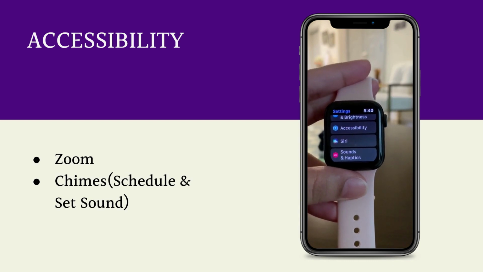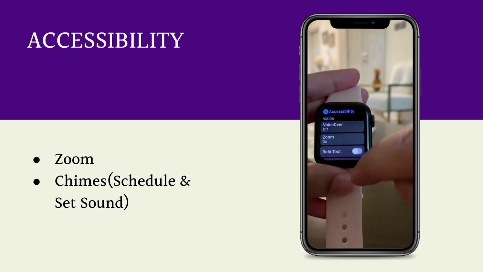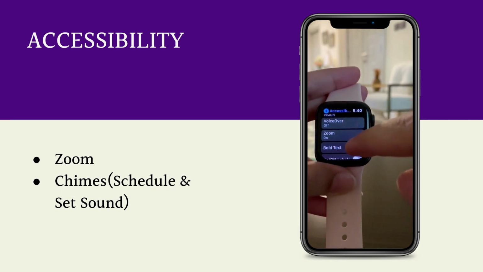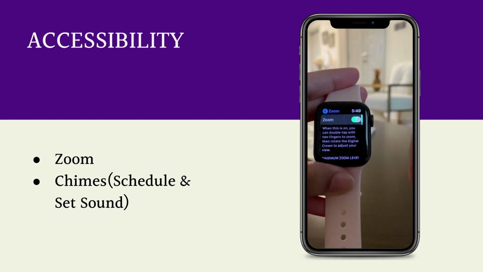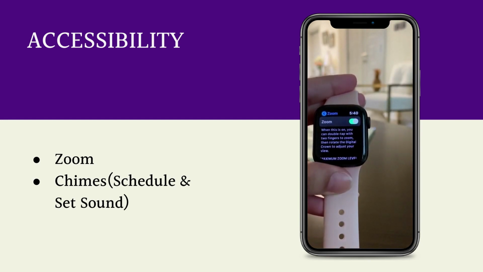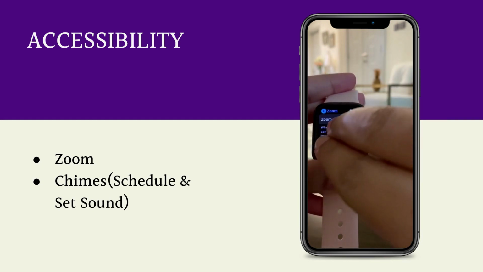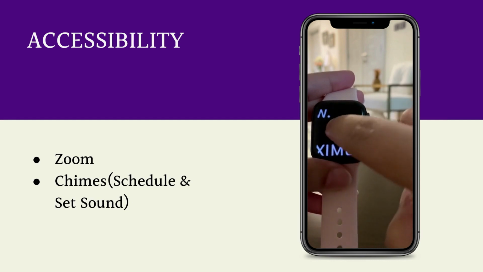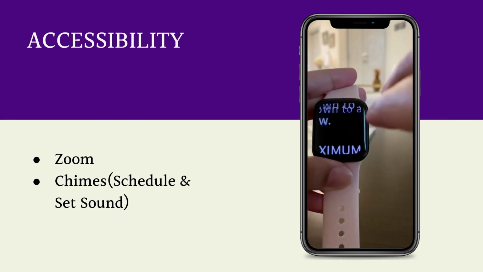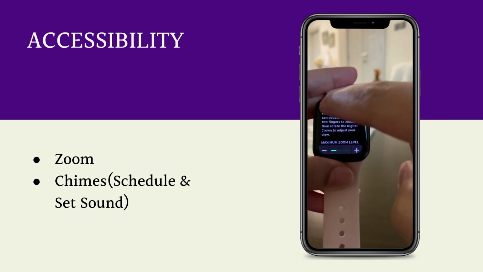Now let's move to the next option, accessibility. So in accessibility, we have voiceover, zoom. If you click on zoom, you will see you can zoom the screen of your Apple Watch just by tapping with your 2 fingers like this, and you can zoom the text, and then again by double tapping you can zoom out. You can set the level of zoom from here also.